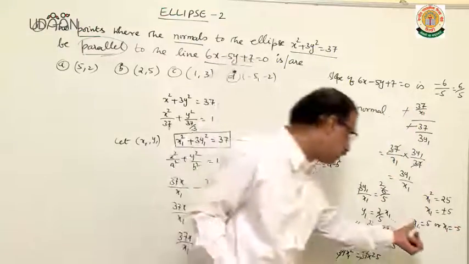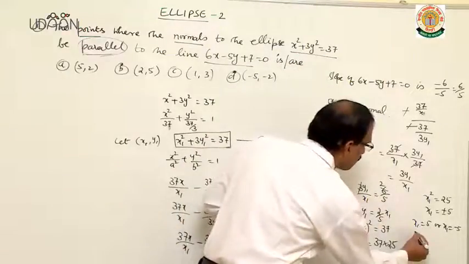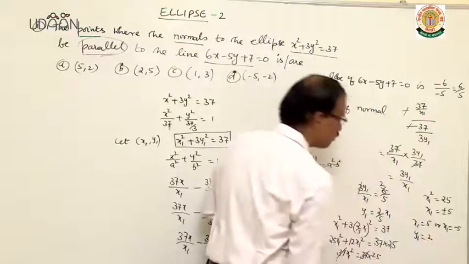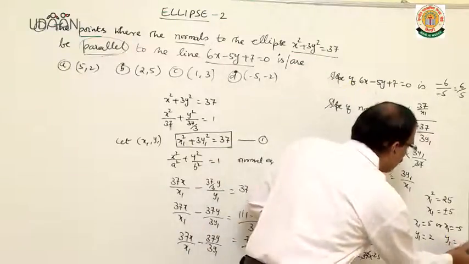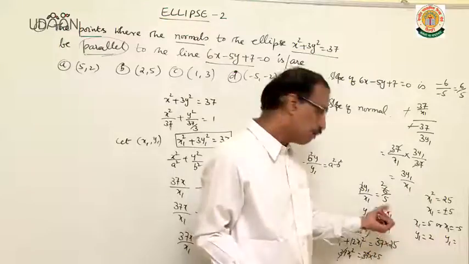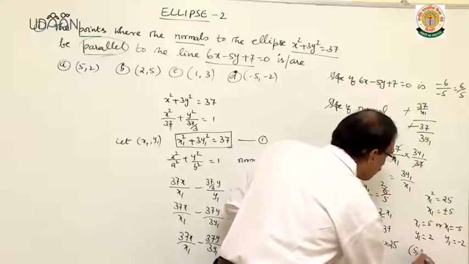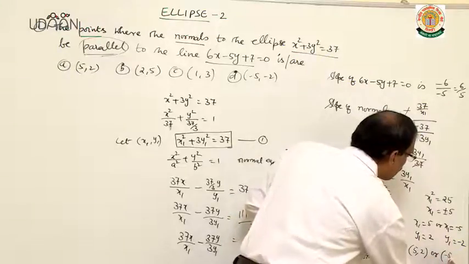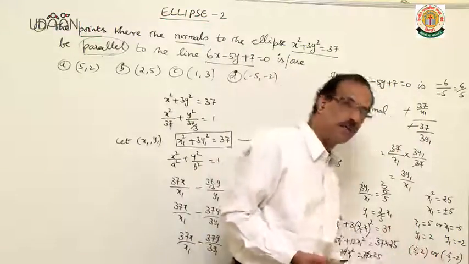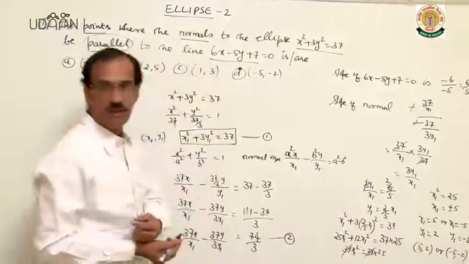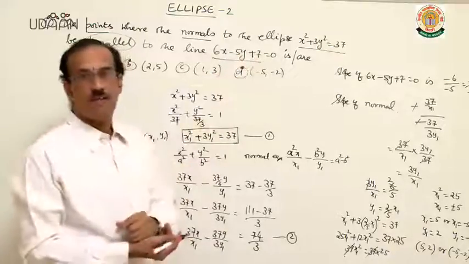Now corresponding to that, what is the value of y1? If x1 is 5, you substitute here and get y1 equal to 2, because 2 by 5 into 5. If you substitute x1 equal to minus 5, you get minus 2. So your coordinates are 5 comma 2 or minus 5 comma minus 2. So there are two coordinates available. At these points you can draw the normal, and it is parallel to 6x minus 5y plus 7 equal to 0.